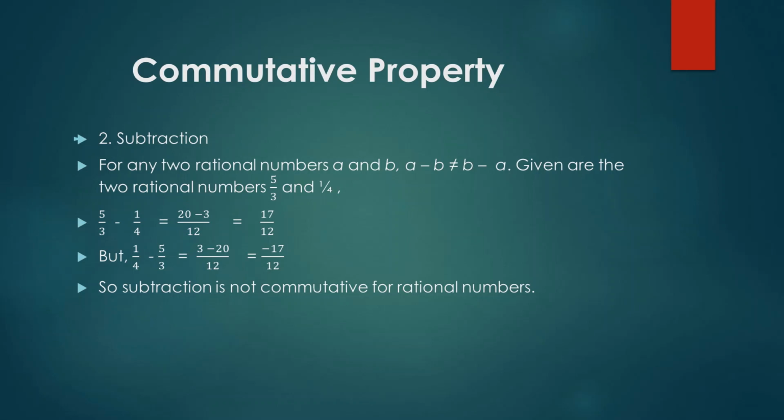If a upon b and c upon d are two rational numbers, then a upon b minus c upon d is not equal to c upon d minus a upon b. See the example. 5 upon 3 minus 1 upon 4 is equal to 17 upon 12. At the same time, 1 upon 4 minus 5 upon 3 is minus 17 upon 12. So we can see that LHS and RHS are not equal. So subtraction is not commutative for rational numbers.